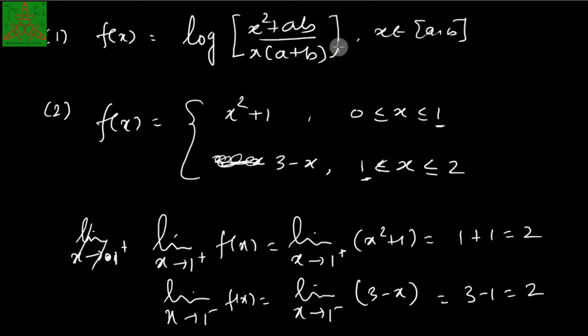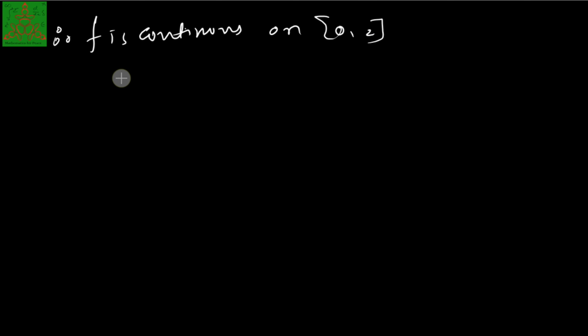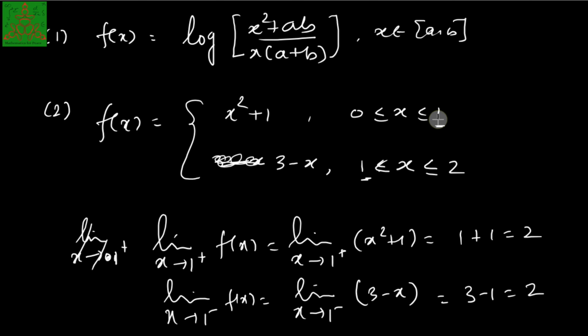So what I should write here: therefore f is continuous on the closed interval 0 to 2. What about the differentiability? I need to check whether the function f is differentiable at the point 1, because in the interval 0 to 1 it is differentiable, and in the interval 1 to 2 it is differentiable because it is a polynomial function. Only the problem is at 1. So that we need to look at.